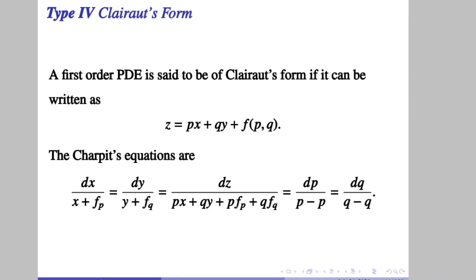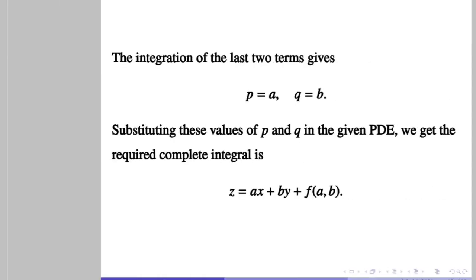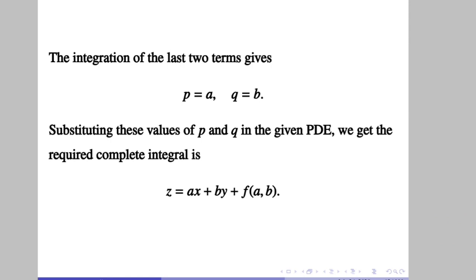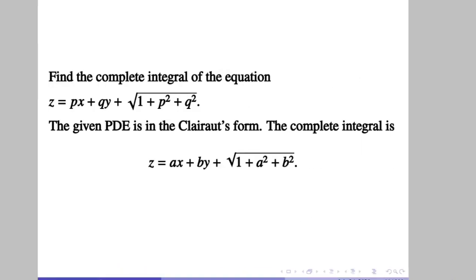Next, Clairaut form. This equation is of the form z = px + qy + f(p, q), and using Charpit's method, again we are getting dp/(p - p), that is 0. dp = 0 means p is constant. Let us take p = a, q = b. Therefore the complete integral is z = ax + by + f(a, b), and we are writing the complete integral.